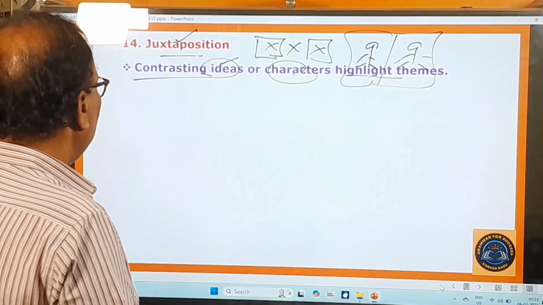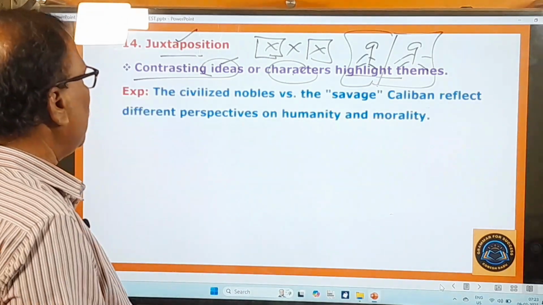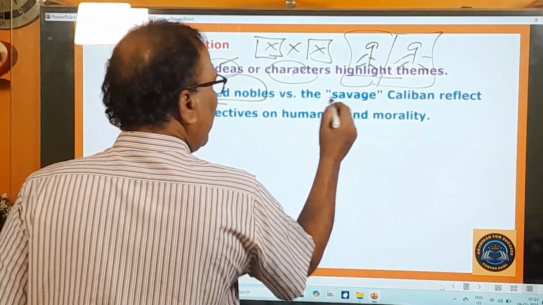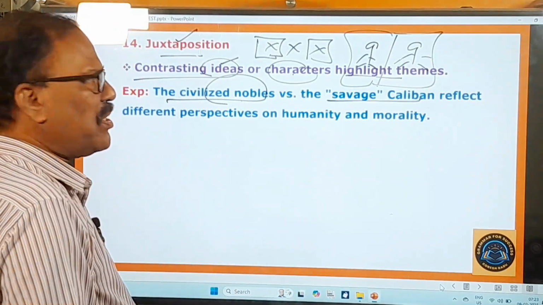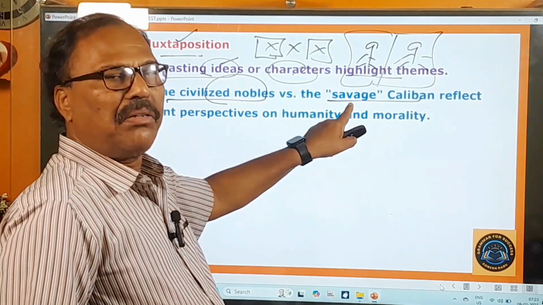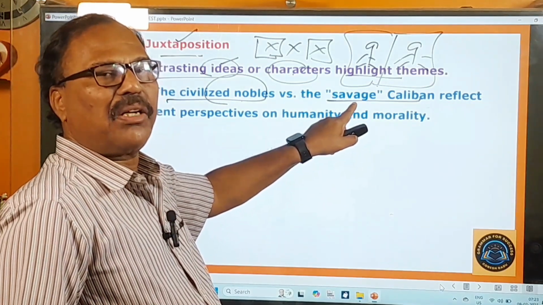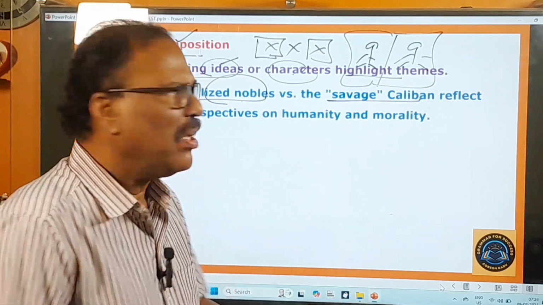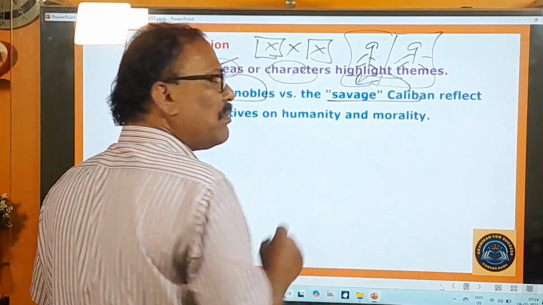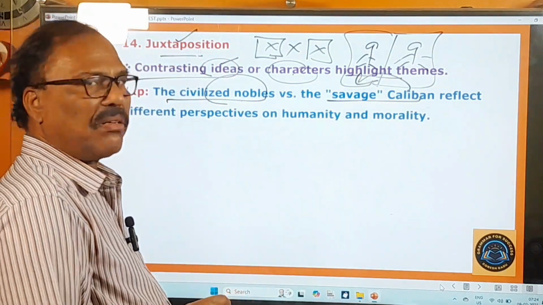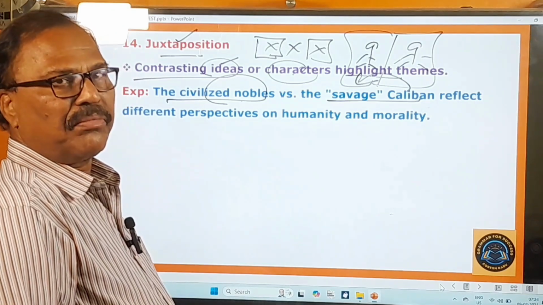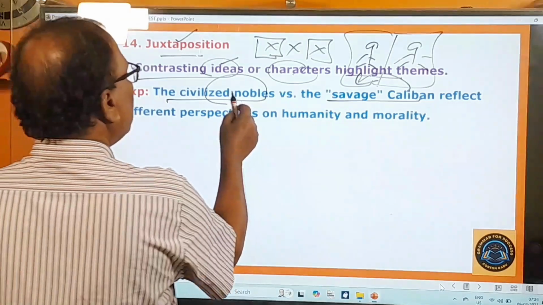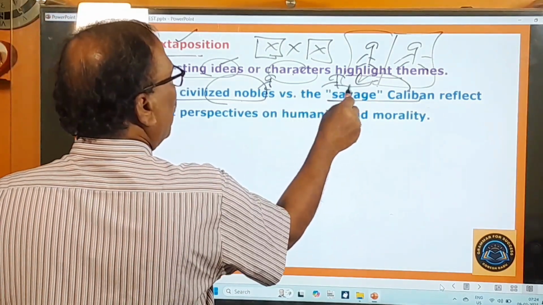And here Shakespeare has also made use of this juxtaposition. Here the civilized nobles on one side, the savage Caliban on the other side. Savage means untamed, undomesticated, not under human control. Savage means what? Not under human control. This Caliban was not under human control. He was an untamed person, undomesticated person. He was a monster, one who grew up in the forest. So all the nobles on one side and this Caliban on the other side.